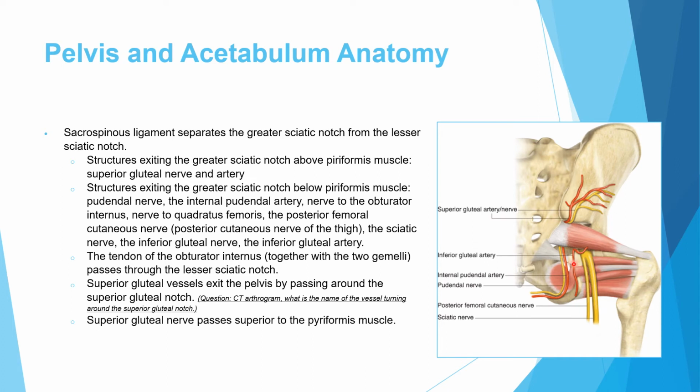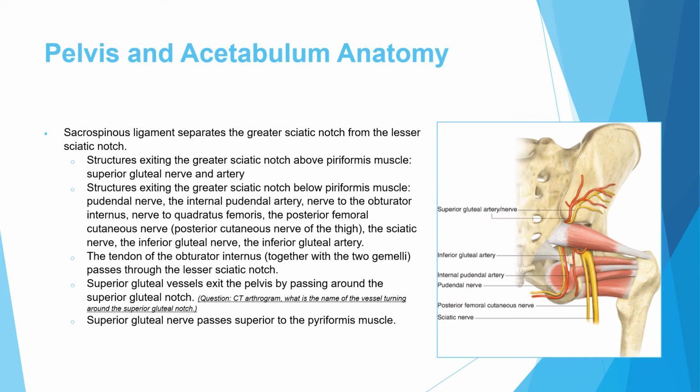So greater and lesser sciatic notch are separated by the sacrospinous ligament. The lesser has the obturator internus and the two gemelli. The greater has the piriformis muscle. Above is the superior gluteal nerve and artery. Below, sciatic nerve, posterior femoral cutaneous nerve, inferior gluteal, so inferior below, superior above, pudendal nerve and internal pudendal artery, and two small nerves, the nerve to obturator internus and the nerve to quadratus femoris.